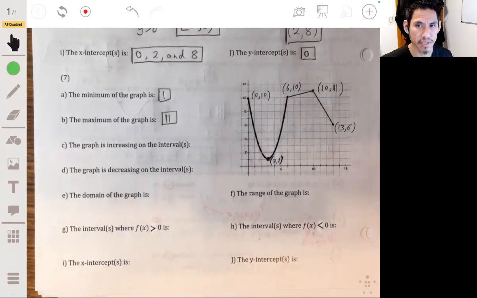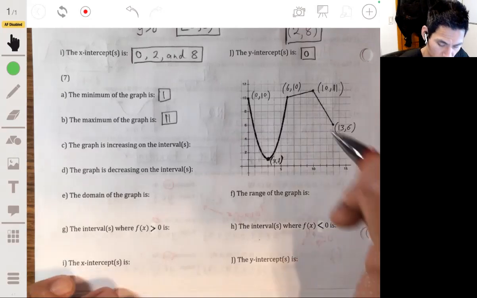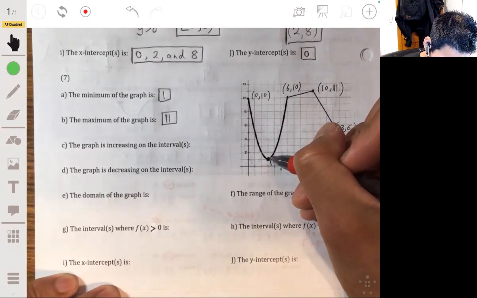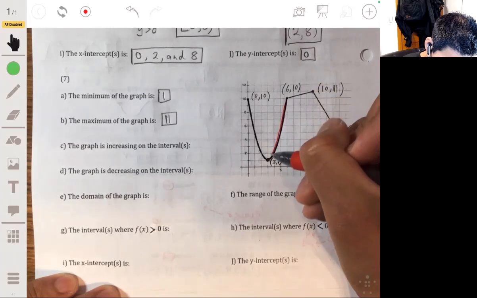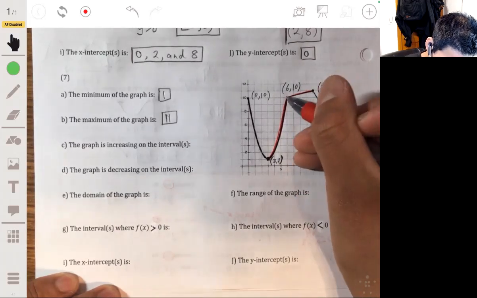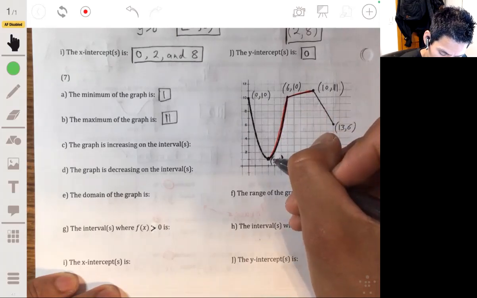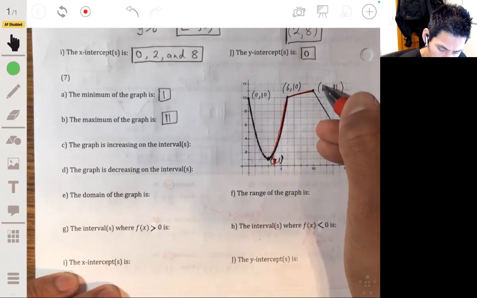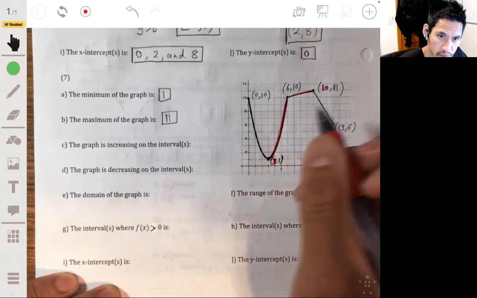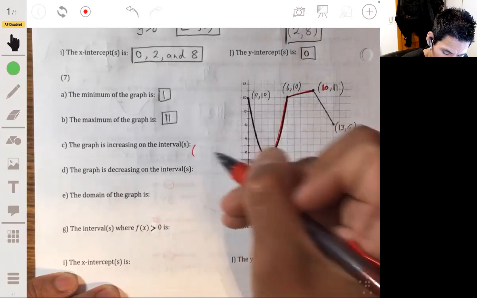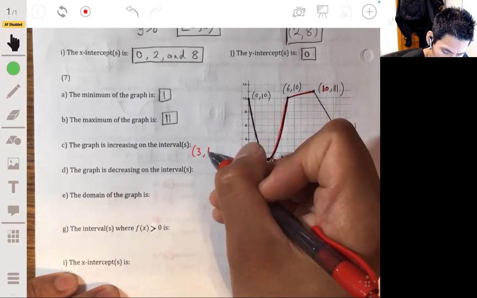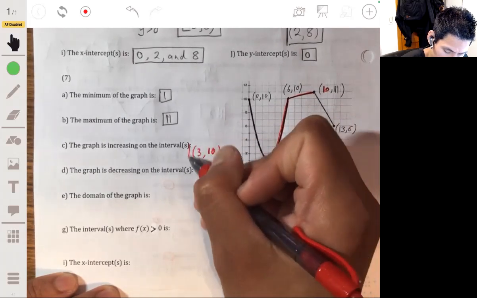The graph is increasing on the interval. It's increasing from here all along this up to here. And we care again about the x values. So it's increasing when x is 3 up to 10. We just put that as an interval, 3, 10. Parentheses around those.